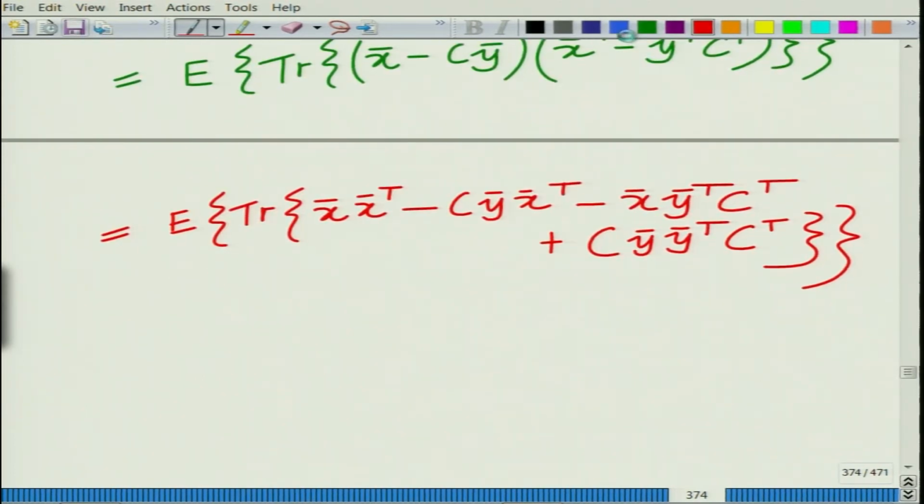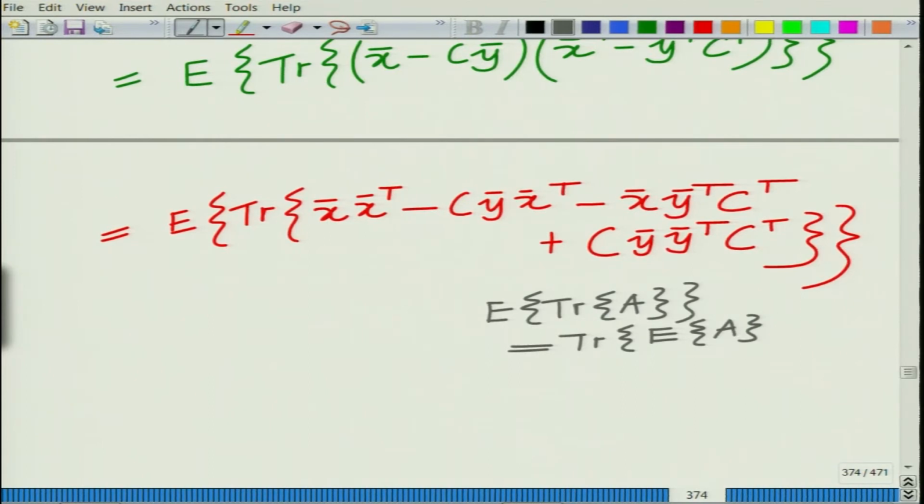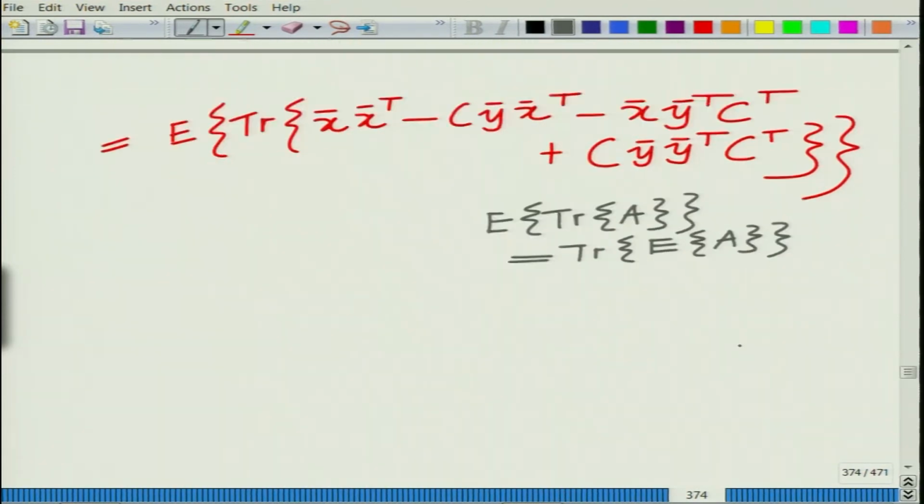And now we are going to do a standard trick, which is essentially to interchange, whenever we have the second order statistics, the trace and the expectation. So, trace of expectation is equal to expected value of the trace, right. I am going to use the property that the expected value of the trace of a matrix, because trace is linear at the end of the day, equals trace of expected value of A. This is possible because trace is a linear operator, right.